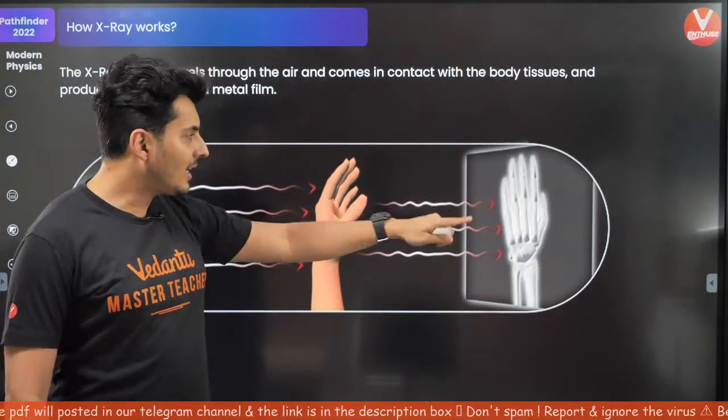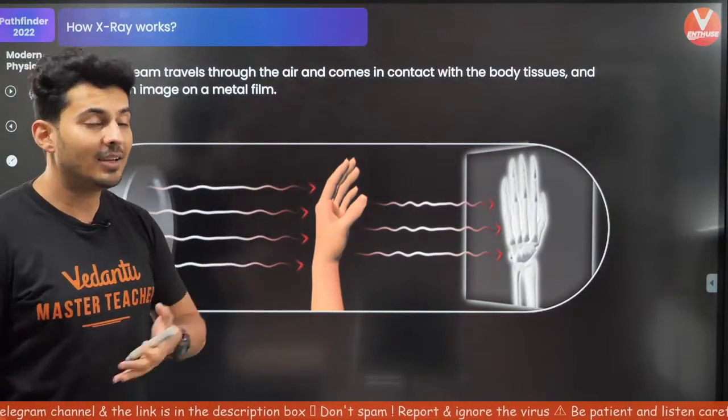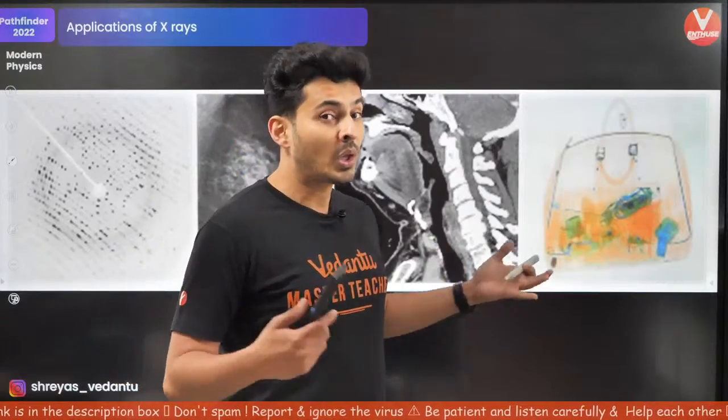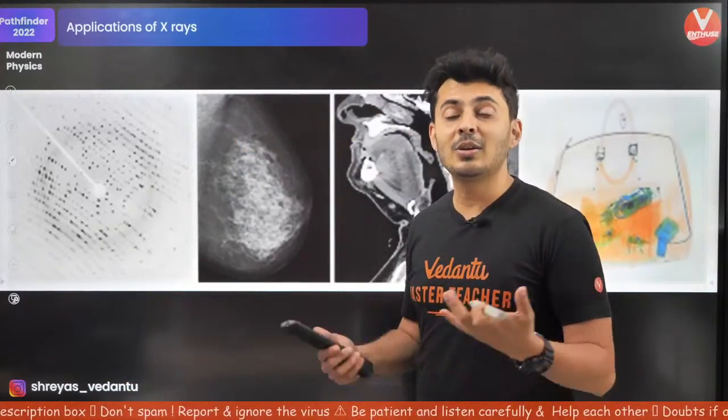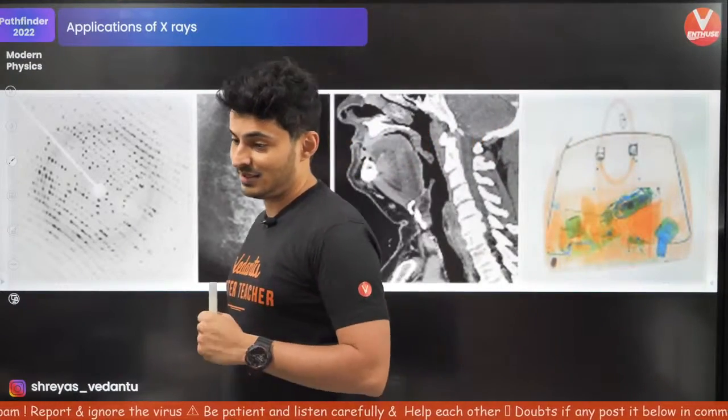And by these X-ray photographic plates, you can figure out how the bones are structured and if there are any cracks, or if you want to detect some anomaly. Also, they are used to scan your baggage and other equipment for security purposes.